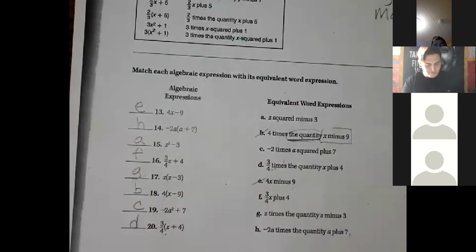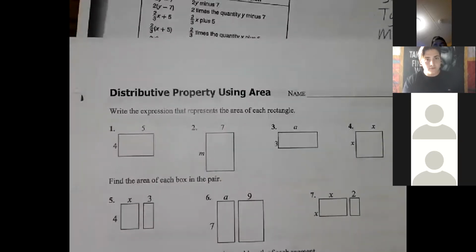All right, the next thing that I would like to do is actually an activity. It's in your notebook, and it looks like this: distributive property using area.